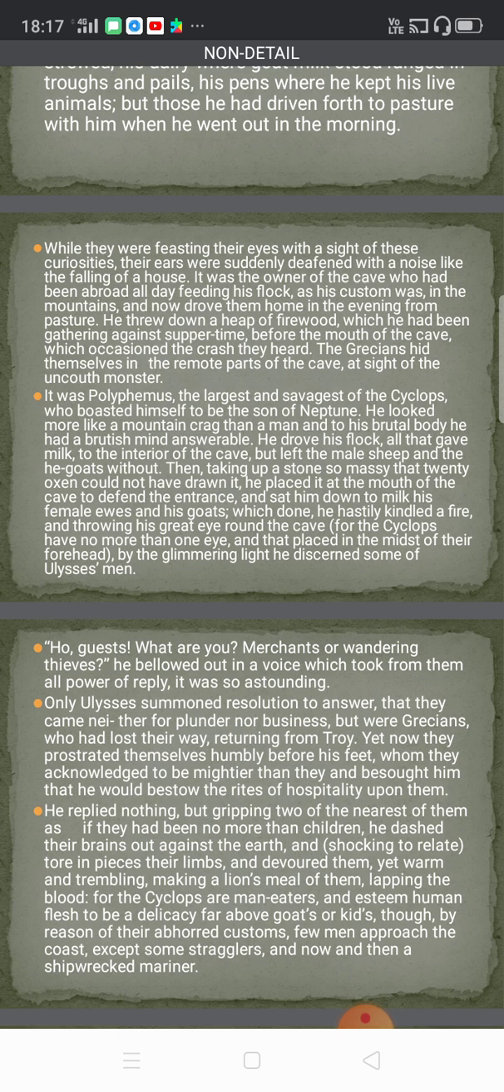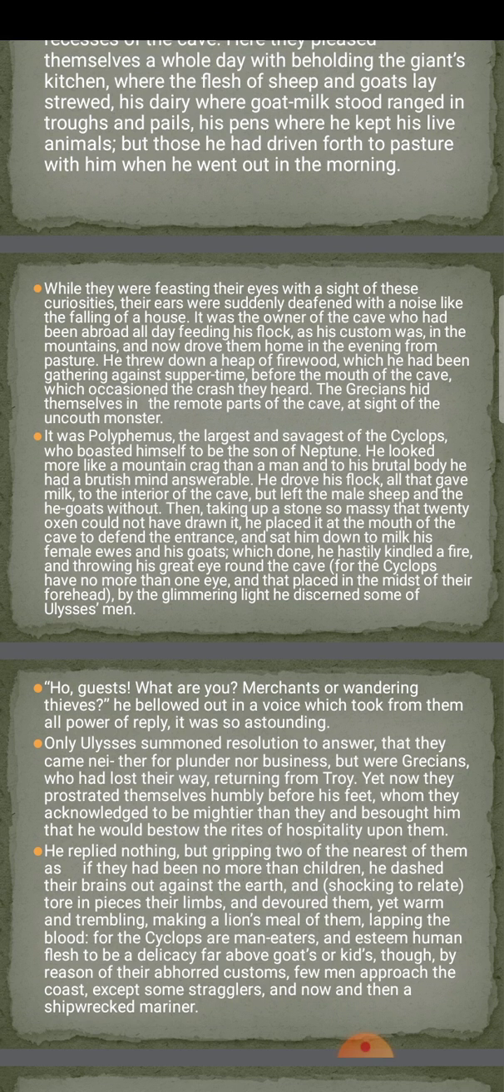"Oh, guest, who are you? What are you?" Then he suddenly found that some smell is coming, and the men smelled it and all. Then he found out somebody has come. Then he inquired, "How, guest, what are you? Merchants or wandering thieves?" Then he asked, "You are merchants or thieves?"